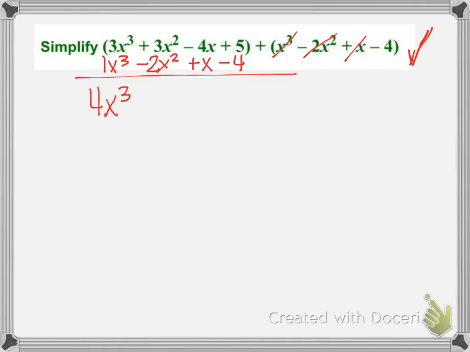3x squared minus 2x squared is 1x squared. You can write the 1 if you want to. Negative 4x plus 1x, remember that's a 1 there, so that's going to be negative 3x, and then 5 minus 4 is 1. And you're finished. That's your final answer. Okay, see, not so bad.